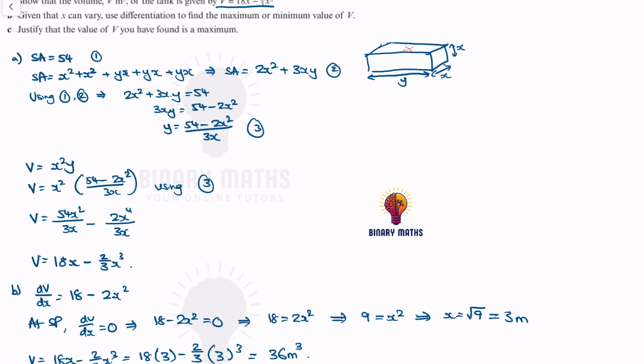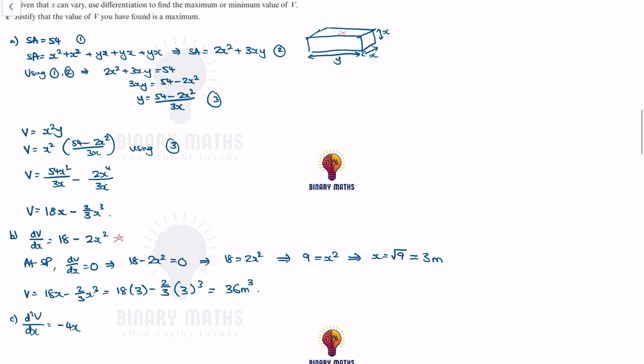So justify that the value of v I have found is a maximum. If I want to justify, I do this: find the second derivative. So second derivative means I differentiate this. When I differentiate that, I get minus 4x. And if I substitute x equals 3 into this, then I get minus 4 times 3, which is equal to minus 12, which is less than 0.